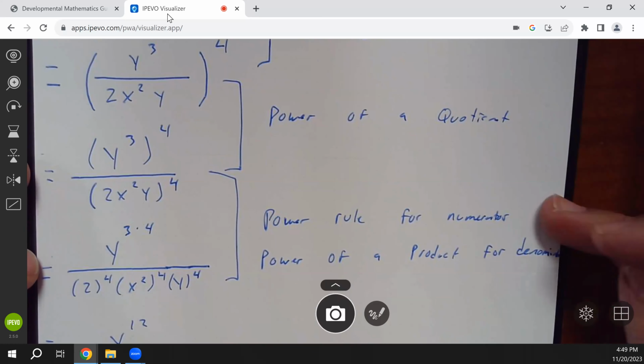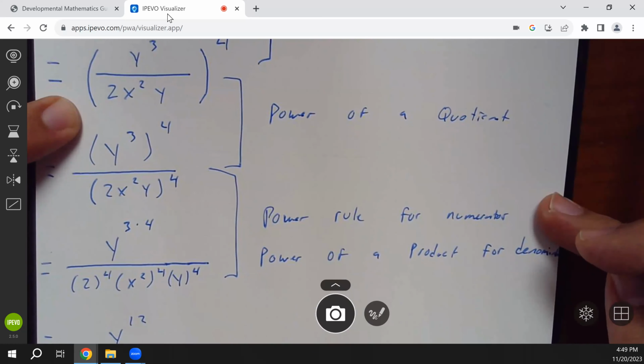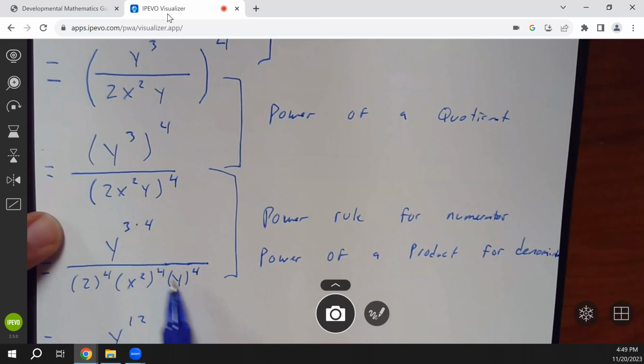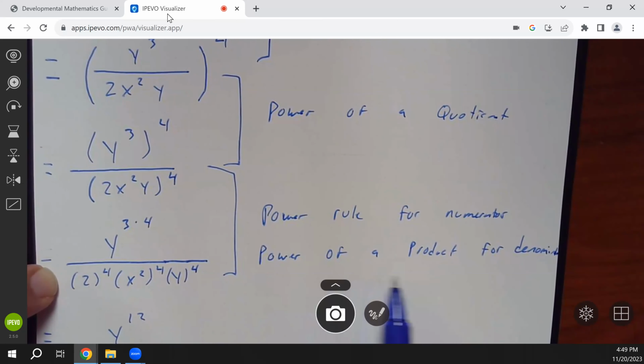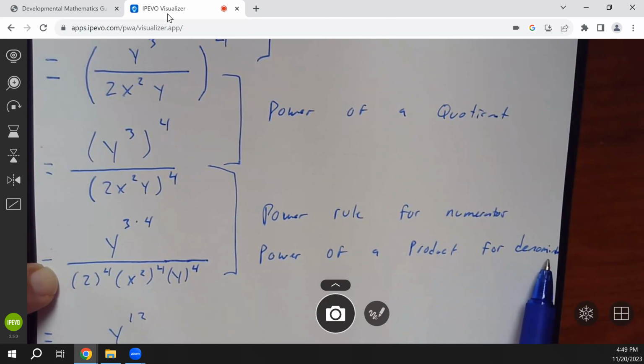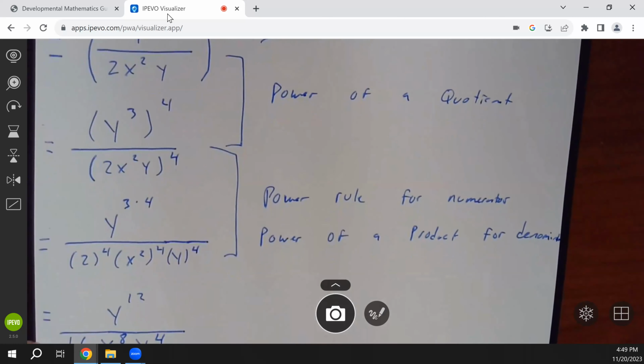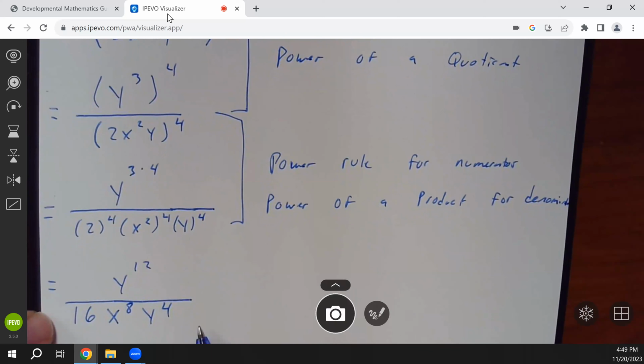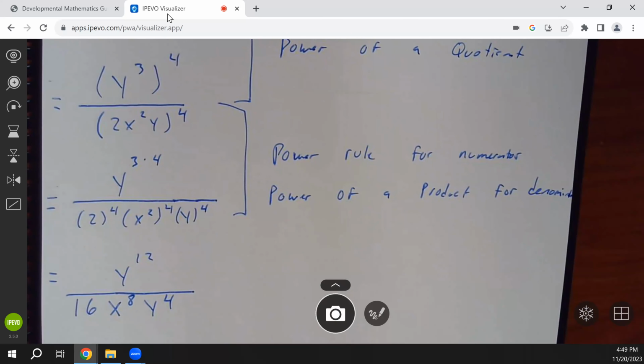Here we did power for the numerator, right? 3 times 4. Then the bottom had a power of a product for the denominator. You got to here. What would you do next? What are the final steps? We're not finished.